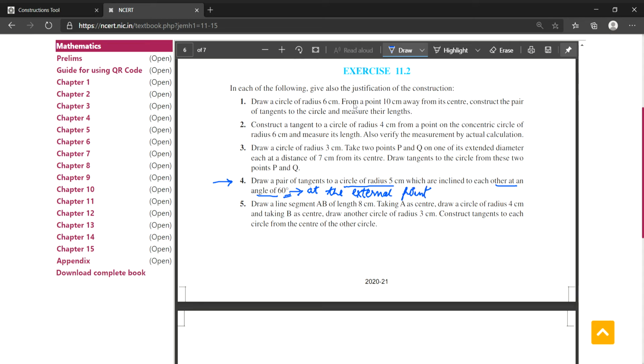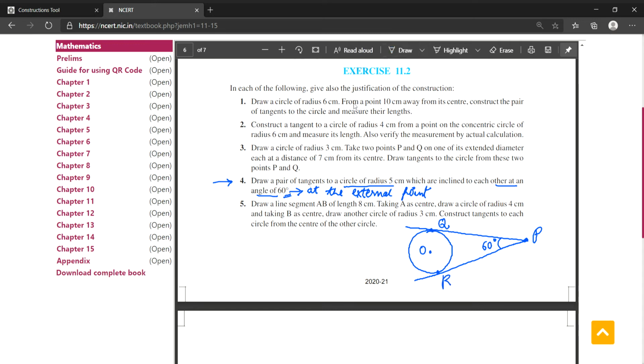The property that we will use to begin our construction is that if we draw radii through the point of contact, those radii are inclined to each other at an angle which is the supplement of this angle at which the tangents are inclined to each other. So if I had to roughly draw a figure, if I have a circle, let's say its center is O, and there are two tangents drawn from a point P and the tangents are inclined at an angle 60 degrees. Let's say the points of contact are Q and R.